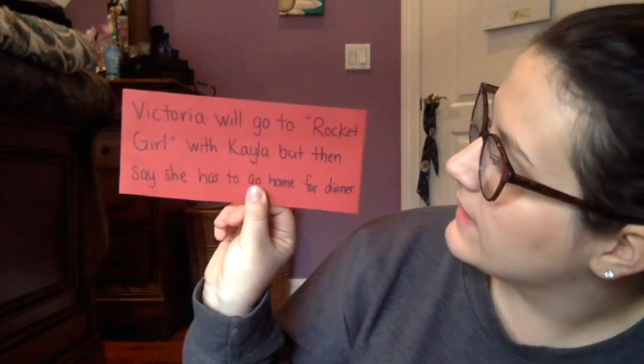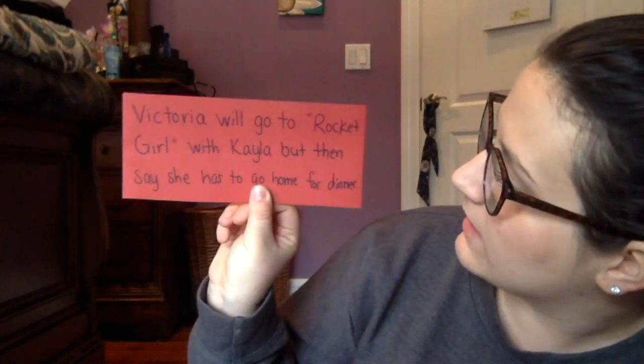And then Victoria can go into Rocket Girl with Kayla, but then say she has to go home for dinner. Would you say this is the right decision or the wrong decision? All right? So you can pause the video and take a couple of seconds to decide which one's right and which one's wrong. All right? So I'm going to give you the answers.